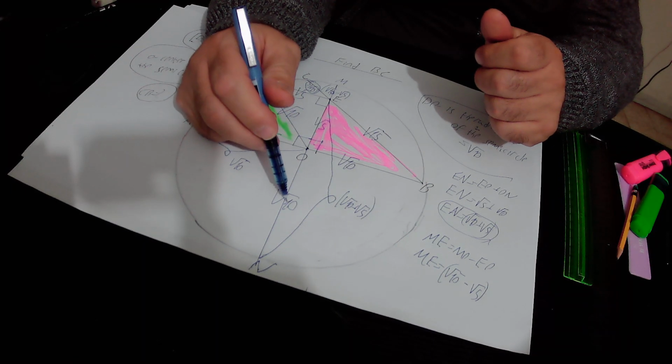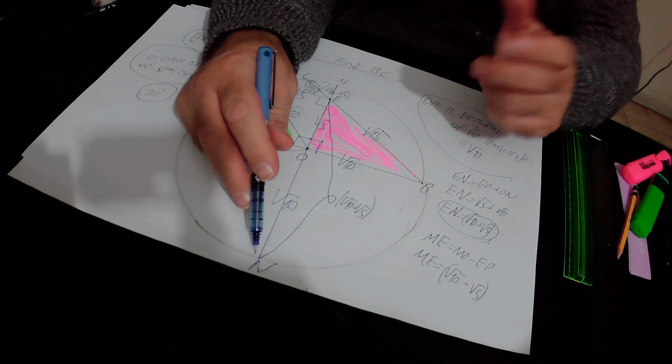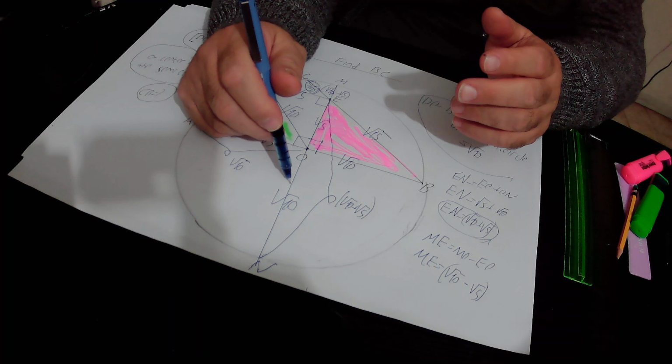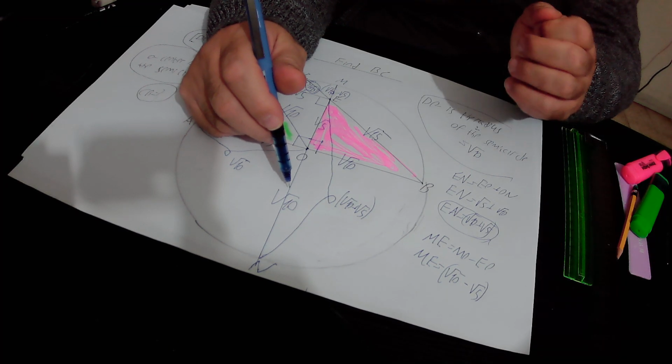ON is the radius of the circle because it starts from the center of the circle and ends at point N, that is the point on the circle itself. Therefore, ON is the radius of the circle, and it is equal to the square root of 10 units.